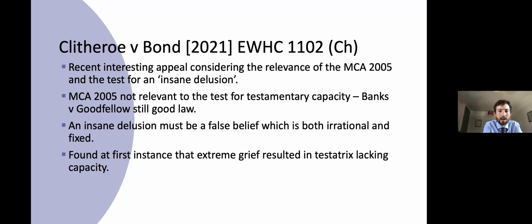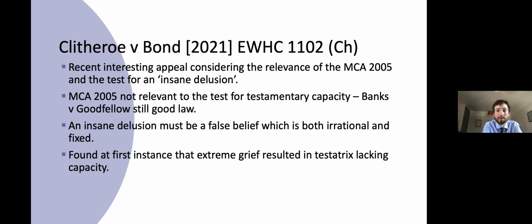And the judge has made some comments. The actual appeal on this point has been adjourned, so we've not got a final finding on the facts of this case. But it seems that at least one of the delusions, the court is satisfied that it was a delusion, and that was that the testatrix falsely believed that her surviving daughter was the cause of her divorce from her husband.